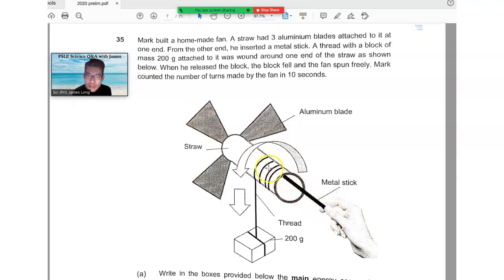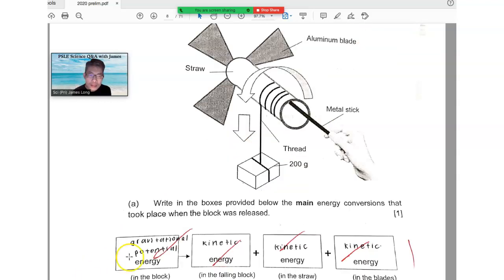He is just, imagine this to be a toilet roll. It's just resting on the metal plate. What moves this toilet roll is when the string goes down, and this string will pull the toilet roll and rotate it. And this aluminum blade is fixed to the toilet roll. It says it's attached to it, it's fixed to it. So when the toilet roll spins, the blades will spin. So this is the energy conversion.